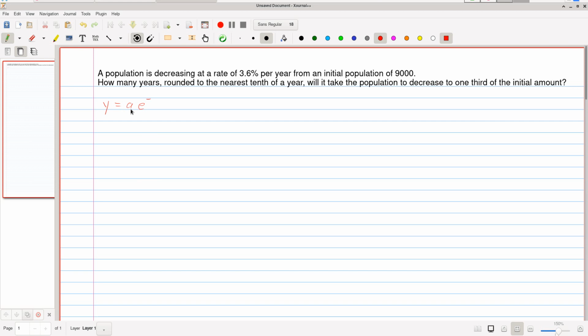which is y equals ae to the minus nt. The minus sign indicates decrease, increase would be no minus sign. Then we're going to identify each of the variables.